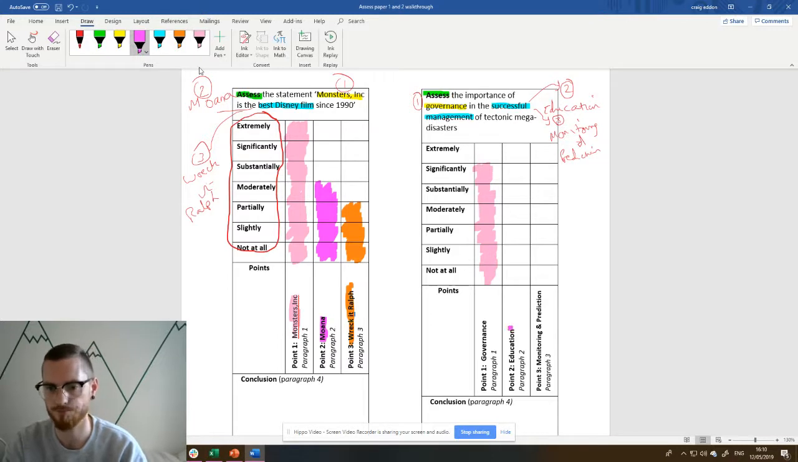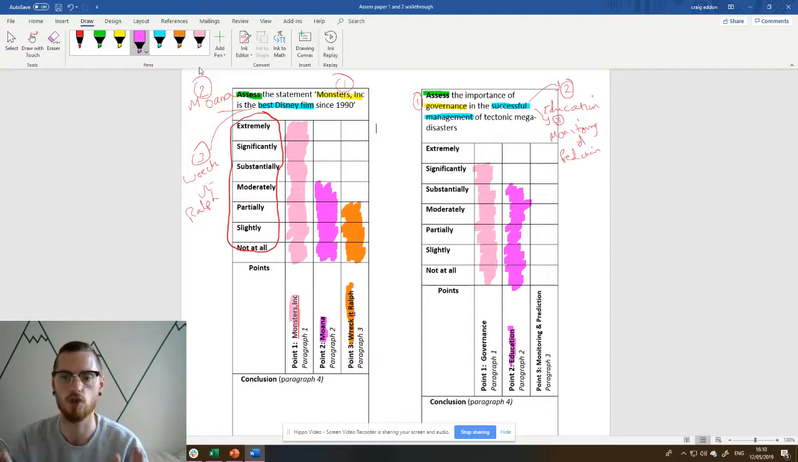Education, purple here. All right, and I'm going to say, yeah, it's substantial. I'm going to go for substantial, and my judgment here is that education is substantially important in the successful management of tectonic mega disasters, as it ensures that people are aware of what to do, especially in the short time they may have to evacuate, or the immediate moments of the actual tectonic mega disaster, like an earthquake, to reduce injuries and death.